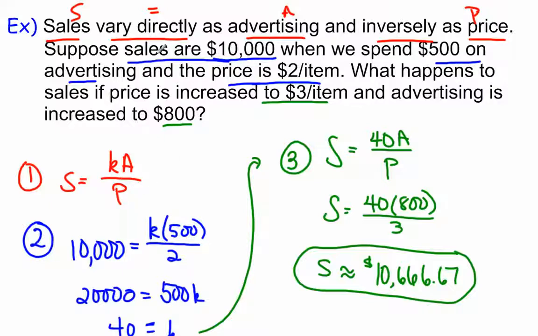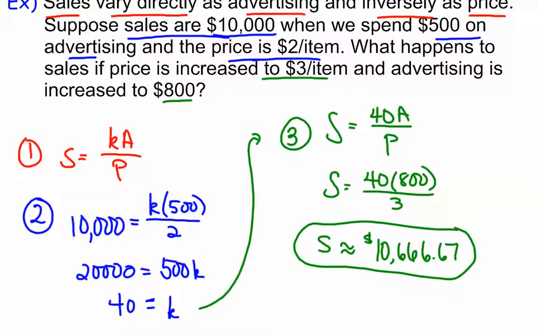All right, now let's figure out what K is by using the information. It says sales are 10,000 when we spend 500 on advertising and sell our items for $2 each. So 10,000 equals K times 500 over 2. Multiply through by 2, and then divide by 500, and we find that K is 40. So we plug that in, and this is our nice equation: S equals 40A over P.